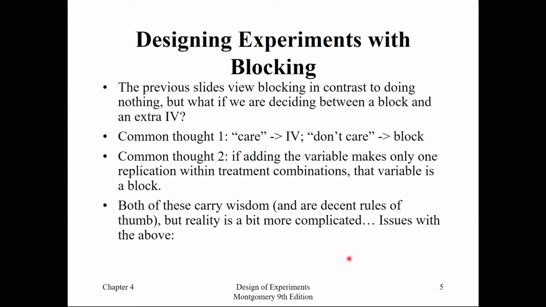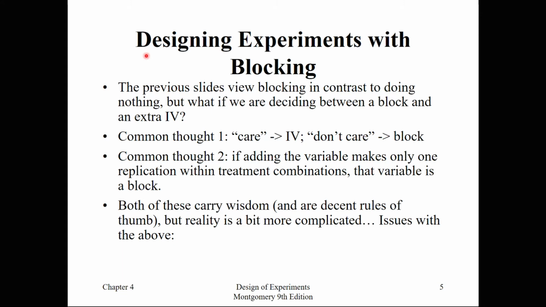All right, in those previous slides we were talking about blocking as adding on to something, as a new component. But what happens if you're considering between blocking a variable or including it as an independent variable? Actually, blocking is not just another independent variable, and we'll talk about that. Blocking is actually a restriction on randomization.